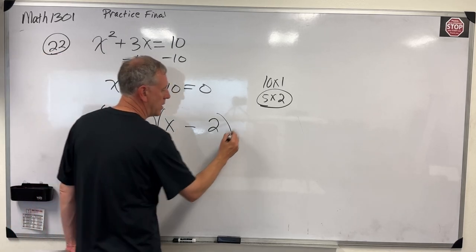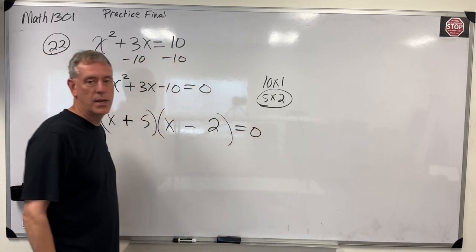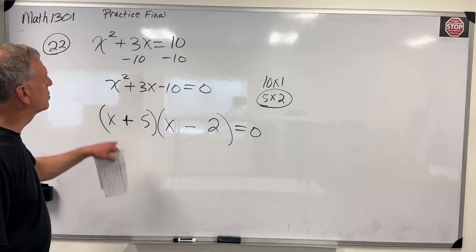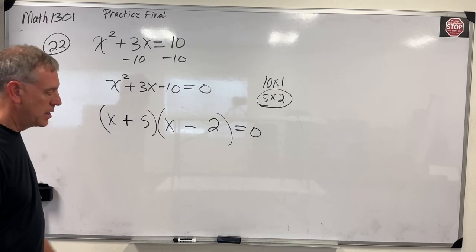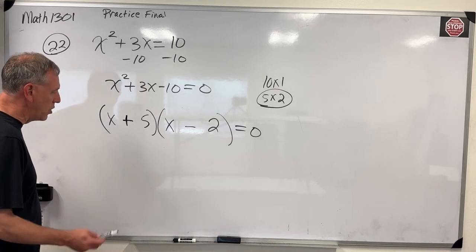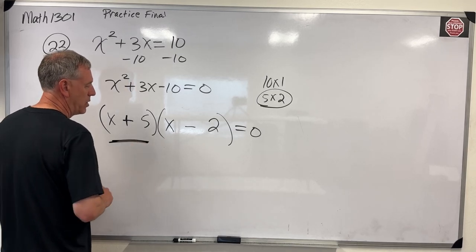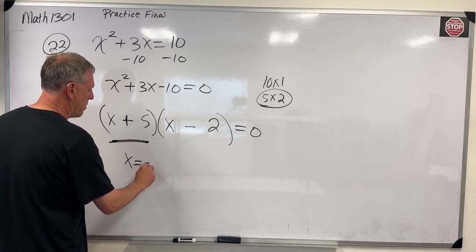However, we're not done. And several of you on the test in algebra stopped right there. We are asked to solve this thing. We're asked to factor and solve. So what value for x makes that go to 0? And the answer is x equals minus 5.